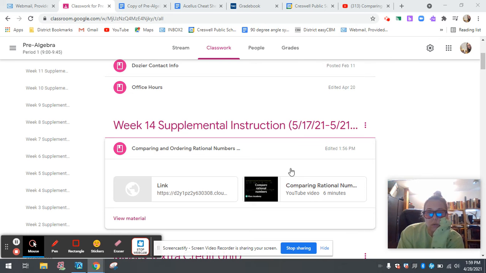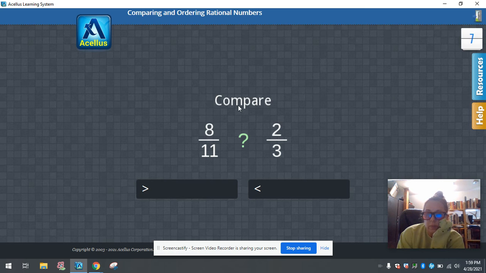Hello, everybody. We are comparing and ordering rational numbers. So the first problem we have, basically we're trying to say which number is bigger or littler, or are they equal? And an easy way to compare fractions, other than finding a common denominator, cross multiplying and all that, is to just turn them into decimals. So that's what we're going to do.